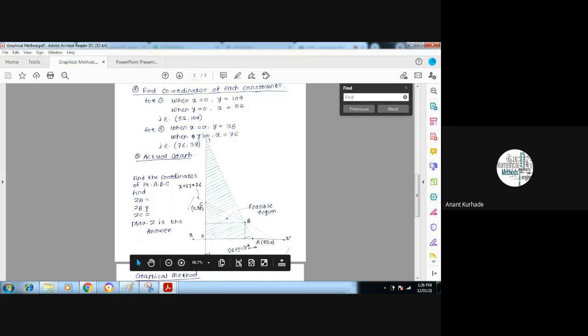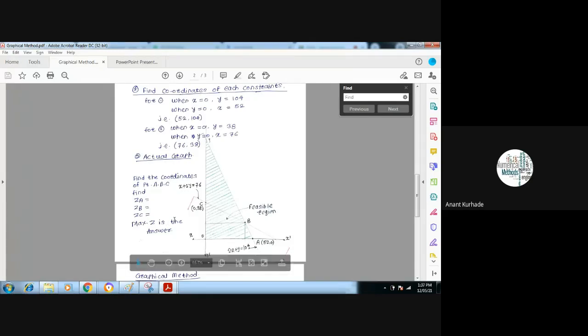Again, ZB. Now it is your task. Draw this graph on the actual graph and find the coordinates. You can again put them in the objective function and get the Z at B value and the Z at C value. Now again we have to check whether the objective function is maximize or minimize. It is maximization, so you have to find the maximum value of Z, and that will be your final answer. Up to this, any doubt?